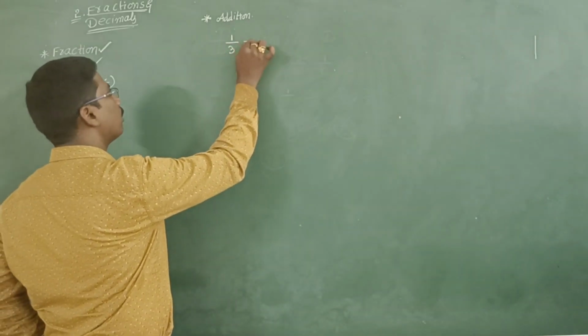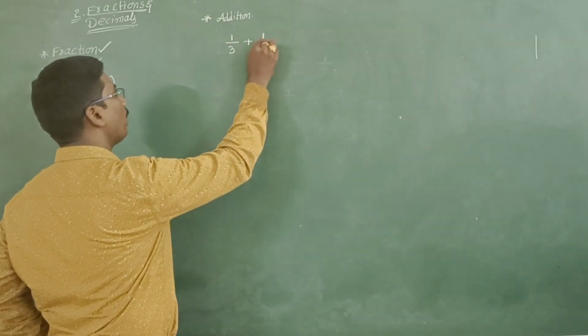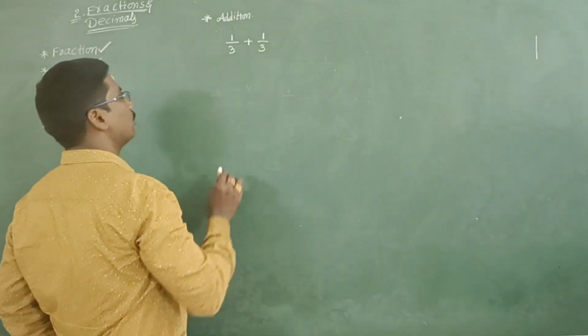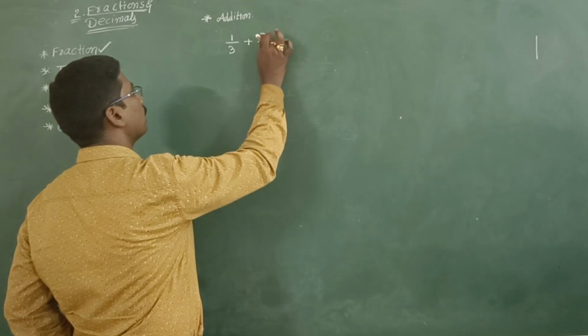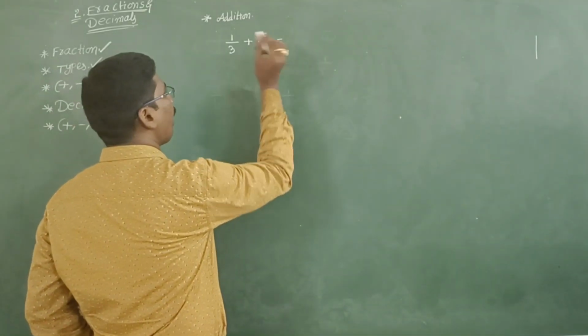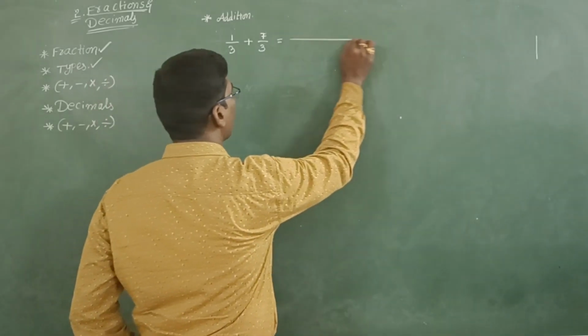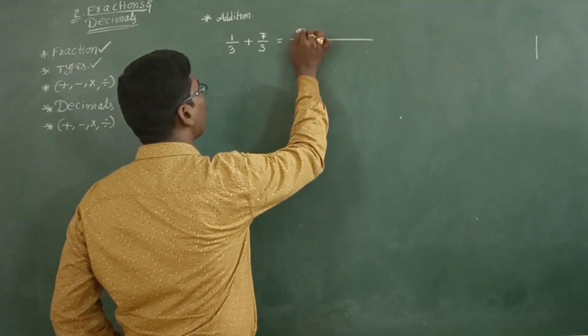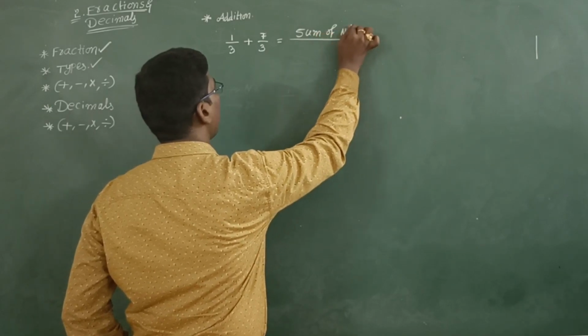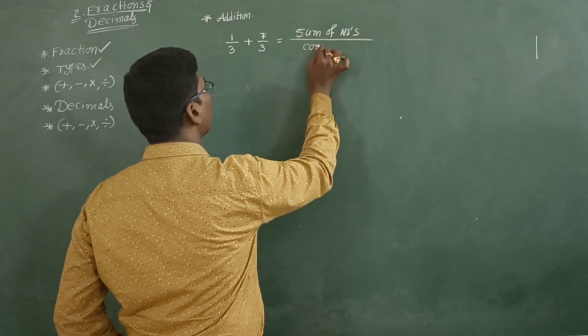1 by 3 plus 1 by 3. I want to add 2 like fractions, or 7 by 3, we can say: 1 by 3 plus 7 by 3. The sum of the like fractions is nothing but the sum of the numerators by the common denominator.